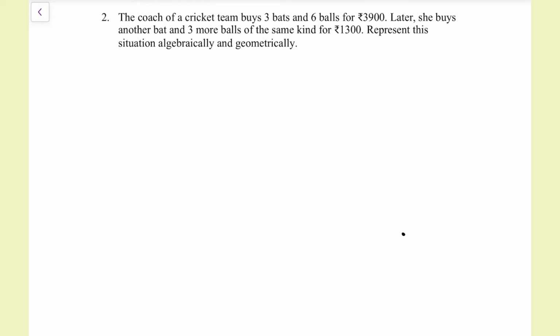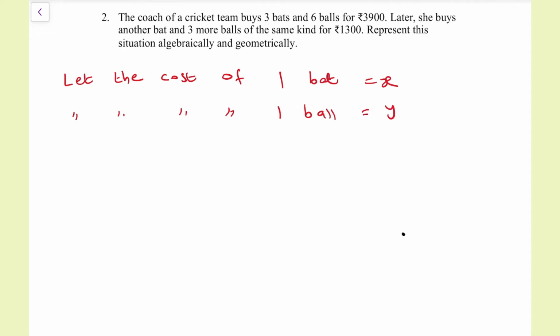Okay, now if we observe this question clearly, he is speaking about something related to the cost or rate of bat as well as ball. So, let the cost of 1 bat, I'm taking it as x. The same way, let the cost of 1 ball, I'm taking it as y.